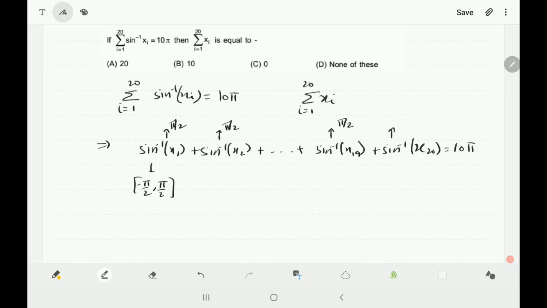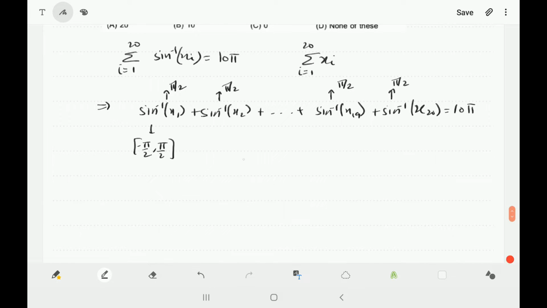Are you clear on this point? Because each term has maximum value pi by 2. Now 20 times pi by 2 will give us 10 pi. So when each value is equal to pi by 2, the sum will be 10 pi. It means sine inverse xi is equal to pi by 2, and this implies all xi will be equal to sine pi by 2, which is 1.